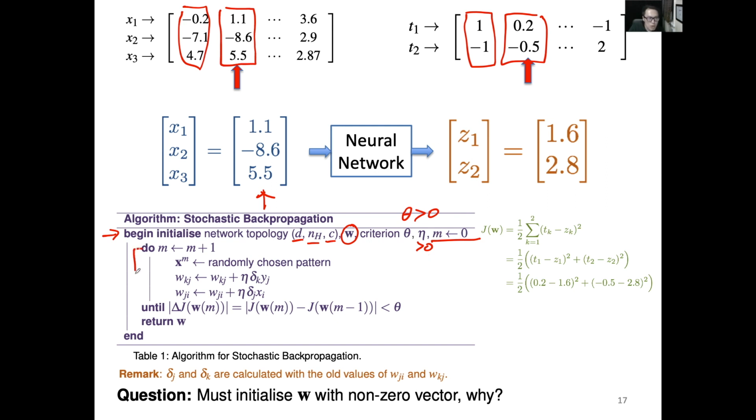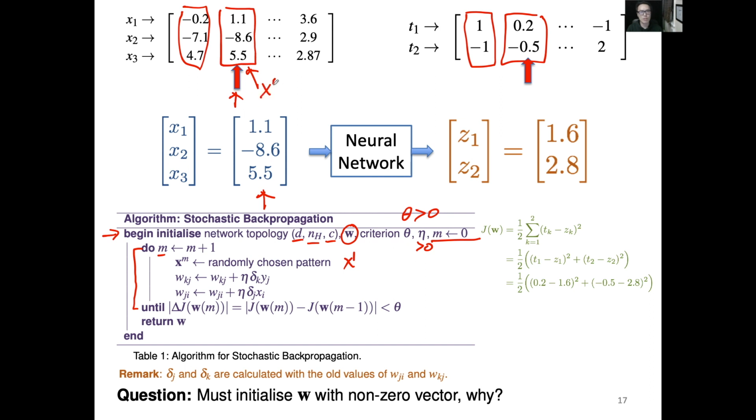In this do until loop, because m is 0, that means 0 plus 1 when we first enter this loop, m becomes 1. It means that is the first iteration. In the first iteration, we are going to randomly choose one of the samples right here. You can see that we have a lot of samples right here. Maybe we just choose this one in iteration 1. So now x superscript 1, that is this pattern.